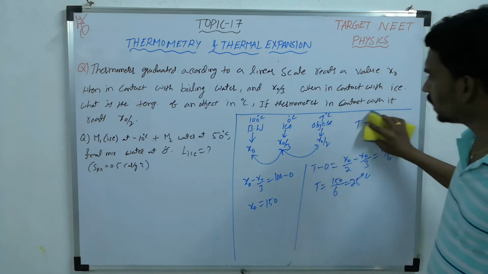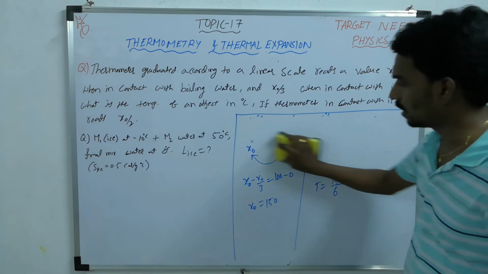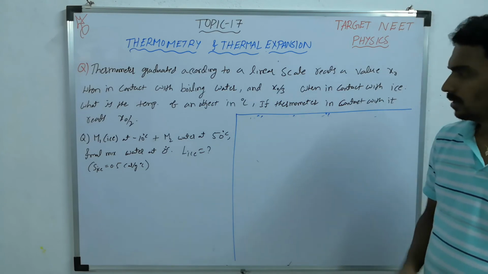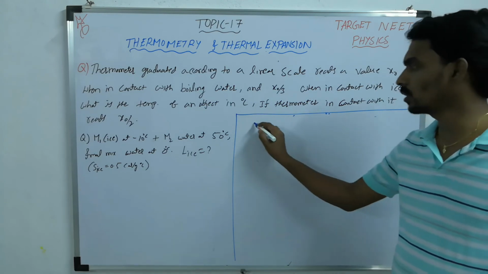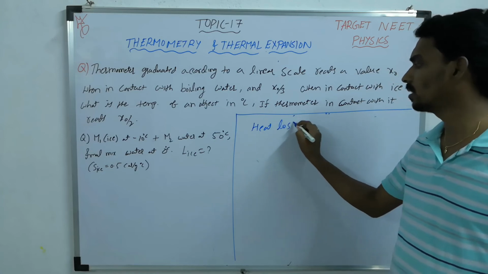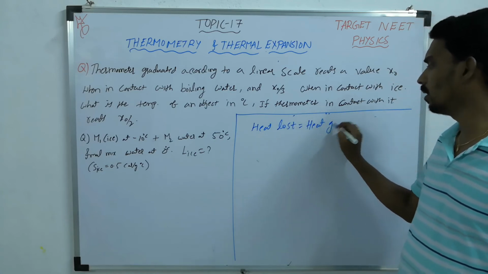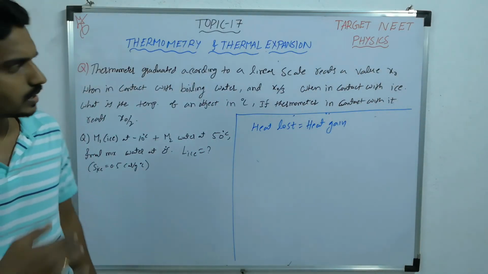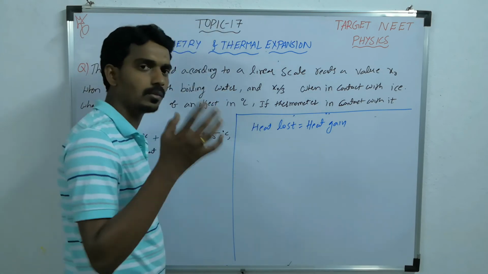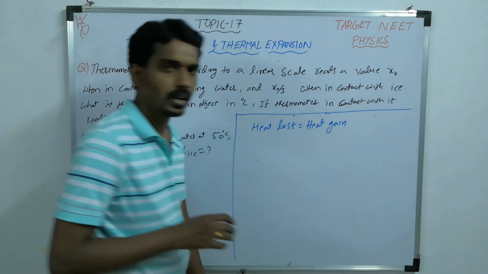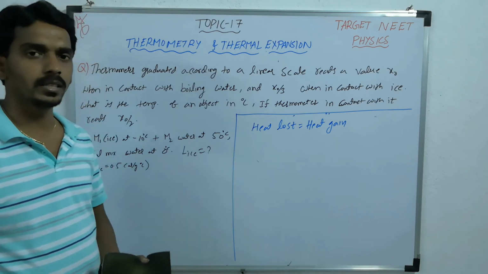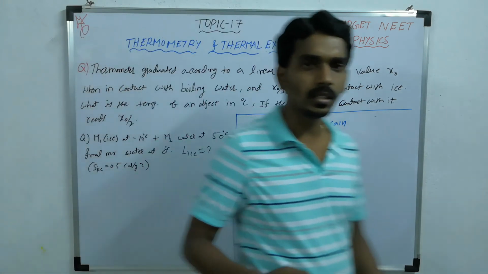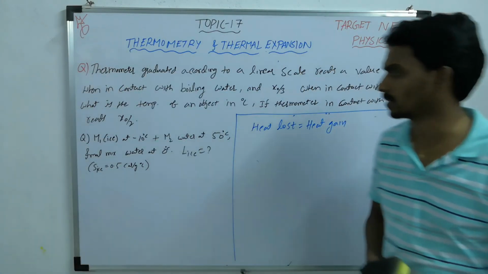Now some other time the questions will come based on calorimetry, where the basic formula you will use is heat loss equals heat gain when you mix two different substances at two different temperatures. The one at high temperature loses the heat and the other one at lower temperature gains the heat. But always you will take this equation, heat lost equals heat gain, under the condition that there is no heat loss to the surroundings.